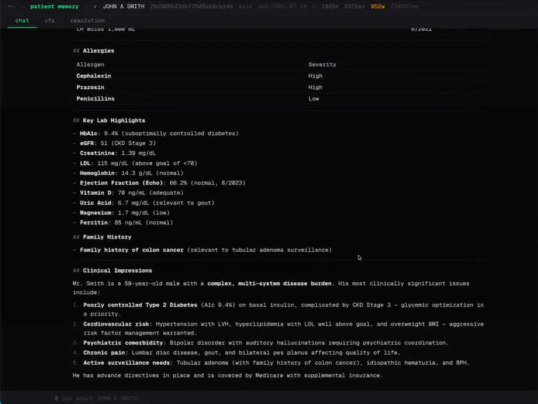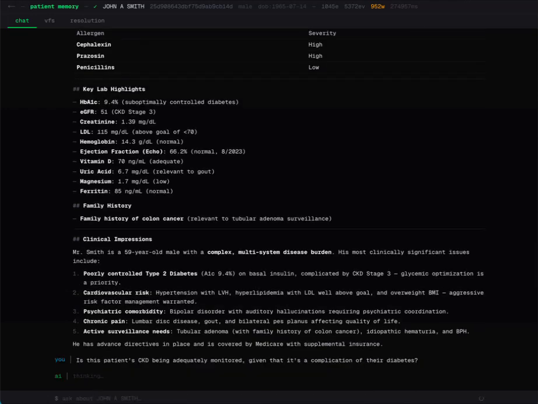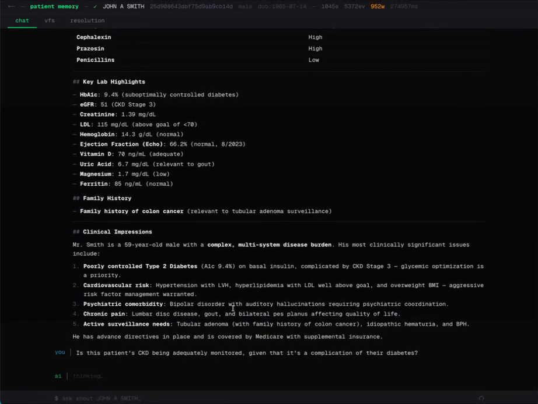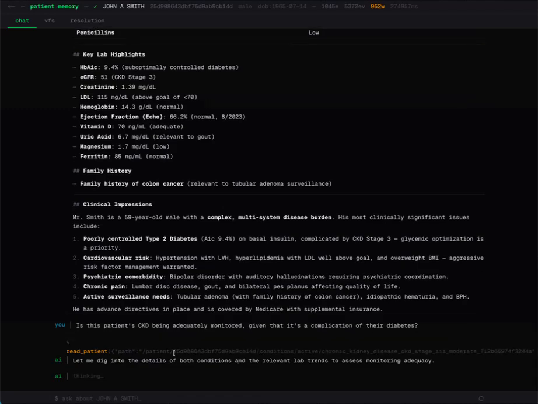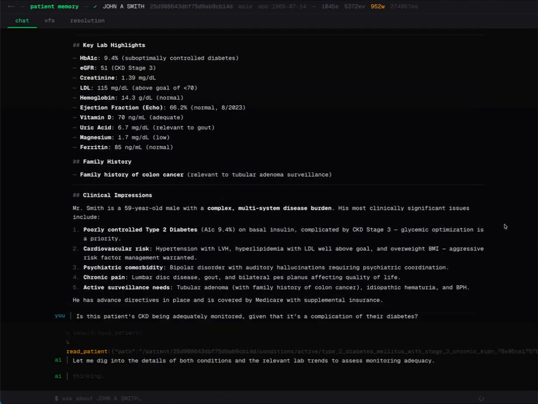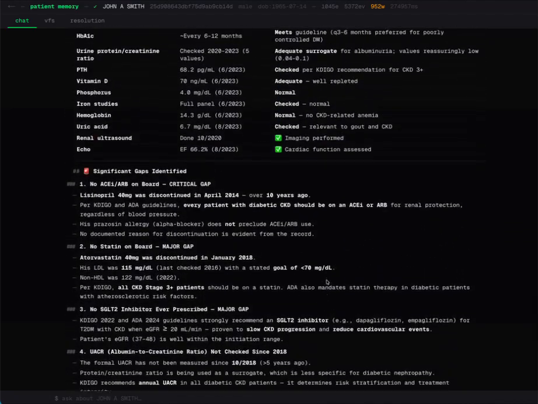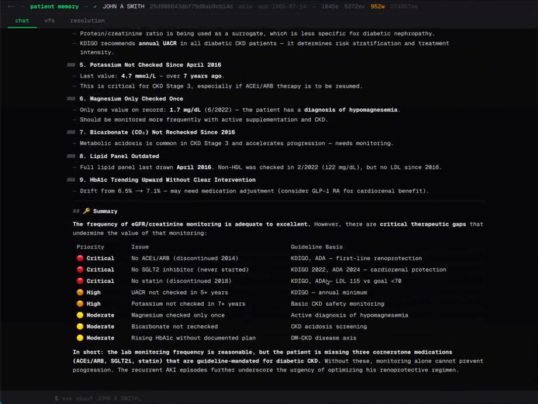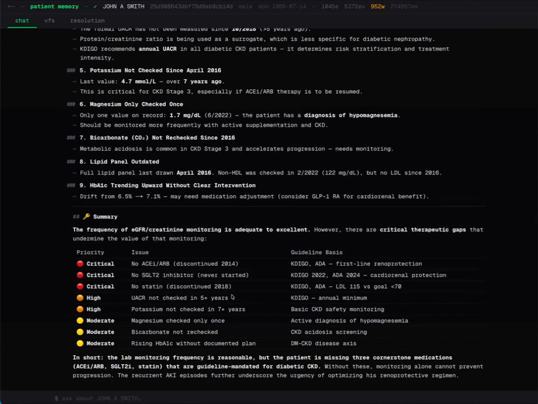Because patient memory holds a structured, trustworthy record, you can keep querying it. I'll ask, is this patient's CKD being adequately monitored given that it's a complication of their diabetes? Same result here. We can see the tools being called in real time. And here we have the result to our query. Instant, accurate, grounded, because the agent isn't guessing. It's reading from a patient graph that patient memory already built and validated. So we have here the answer to our question.